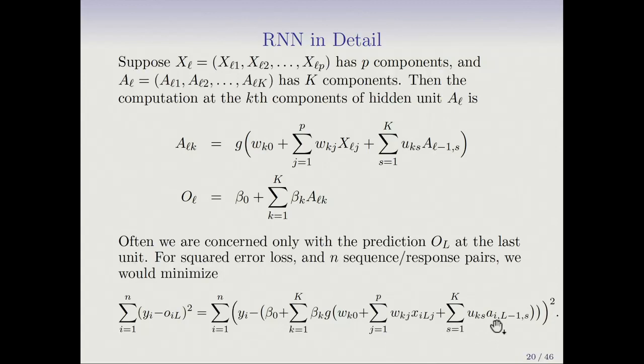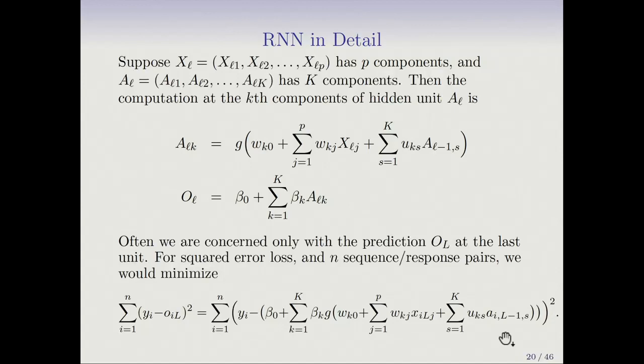But this loss only involves the activation at point L minus 1 in the sequence. So what about all the other guys? Well, these A's are defined recursively. So the A at layer L minus 1 depends on the A at layer L minus 2, and so on, it goes back. So when you come to estimate the parameters, you have to take all the steps in the sequence into account.